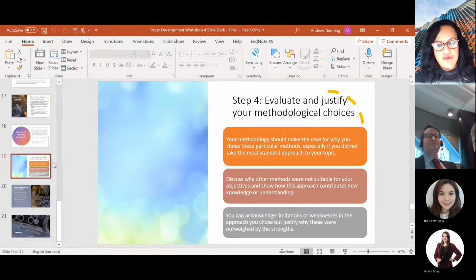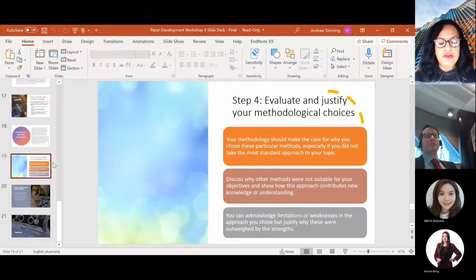Okay, so step 4 is where you would want to evaluate and justify your methodological choices, especially if you did not take the most standard approach to your topic. So you'll discuss why other methods were not suitable for your objectives and show how this approach contributes new knowledge or understanding. You can acknowledge limitations or weaknesses in the approach you chose, but justify why these were outweighed by the strengths.